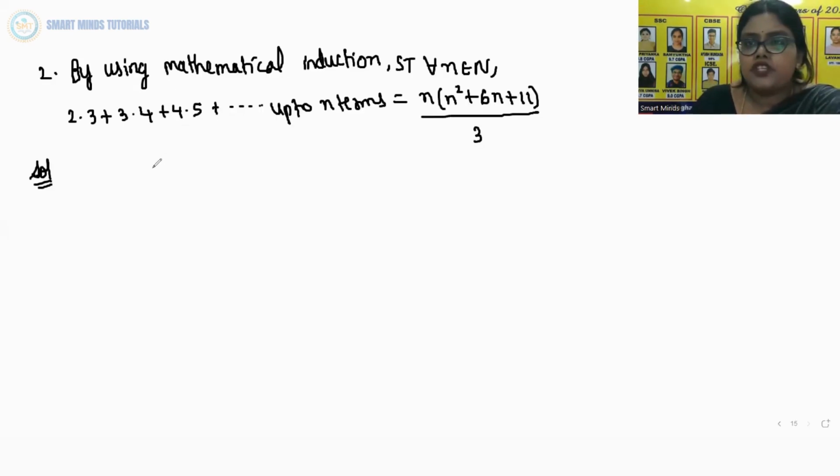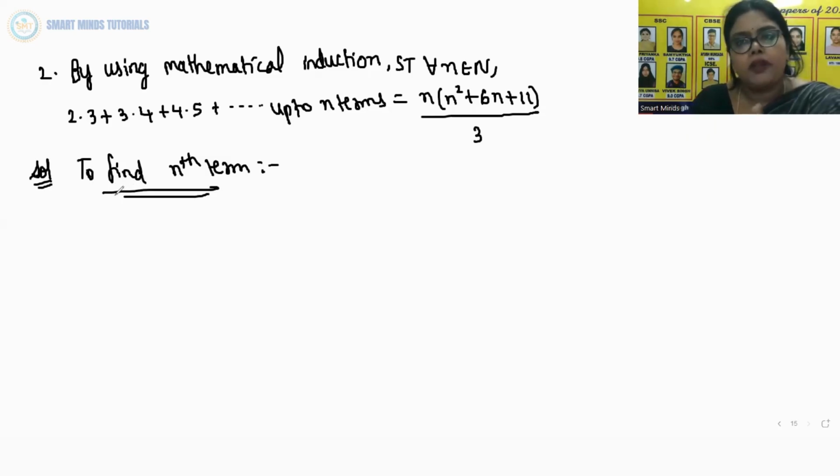Now take the next question. By using mathematical induction, show that for all n belongs to N, 2 into 3 plus 3 into 4 plus 4 into 5 plus so on up to n terms is equal to n into n square plus 6n plus 11 by 3. So here also we proceed the same way. First put the side heading to find nth term. In the last problem, in each term you had 3 numbers, but here you have only 2 numbers. So finding nth term will be easier here.